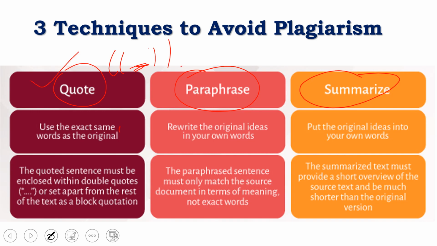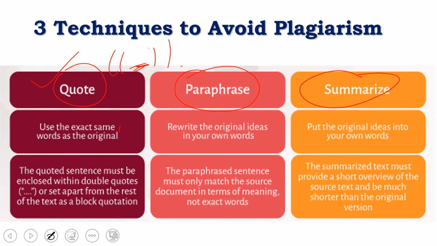So quoting is one of the ways by which you can avoid plagiarism. It does not mean you can put a whole text or a whole paragraph under quotes and use it. This is only for definitions, only for those things which you cannot change or you should not change. There we can use exact quotes.